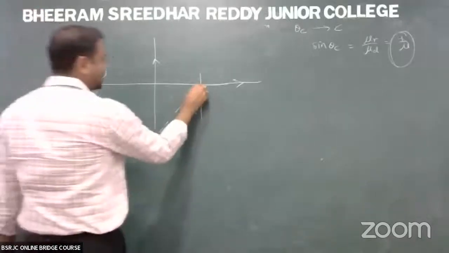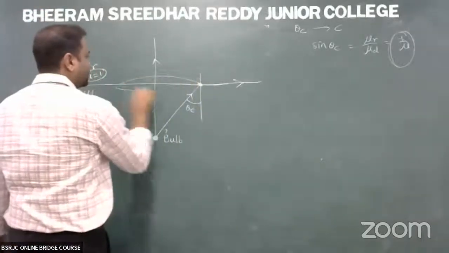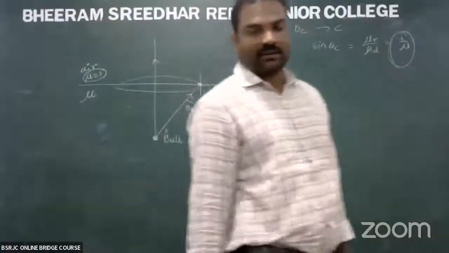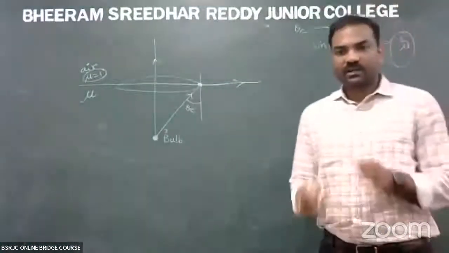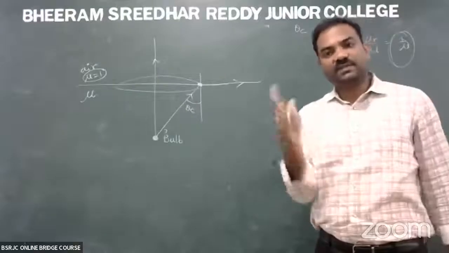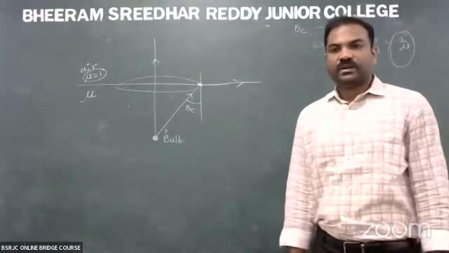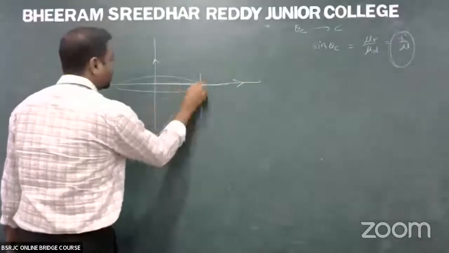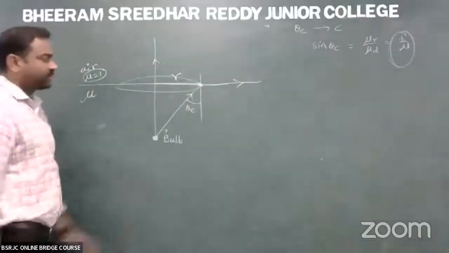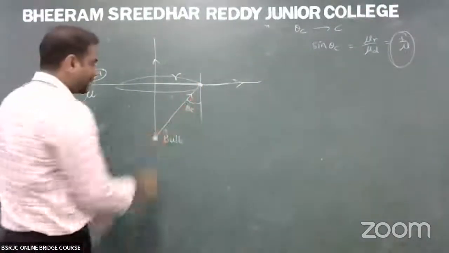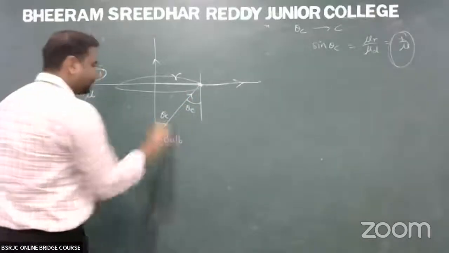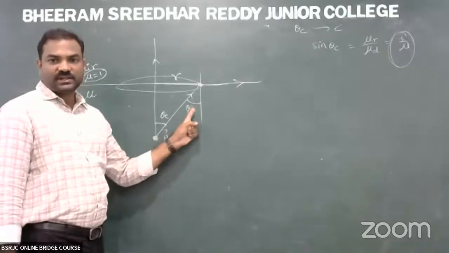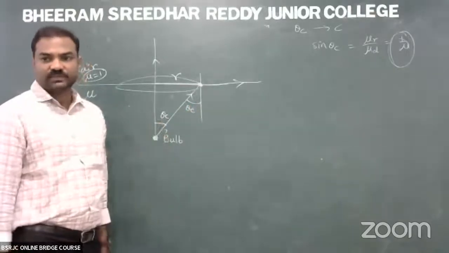We require this point, and the locus of all the points having theta c as the angle of incidence. We are taking all the points which have the angle of incidence as theta c. This is the radius of the circle. This is theta c, then this will be theta c again. Corresponding angles, right? If this is theta c, this also will be theta c.